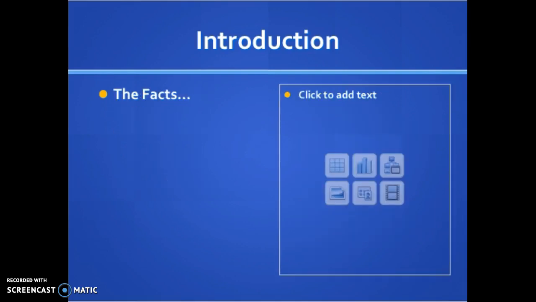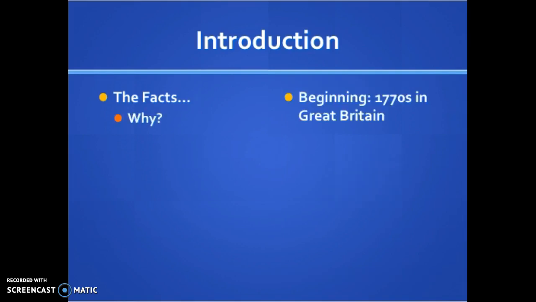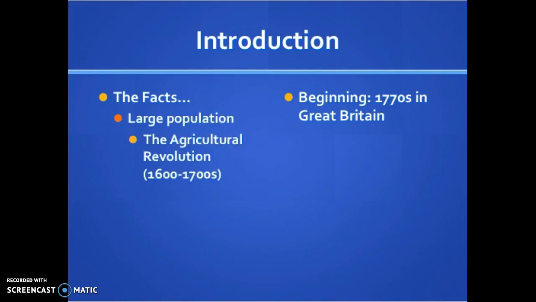But what drove the Industrial Revolution? How did it work? Well, first of all, it all began in the 1770s in Great Britain. Why Great Britain? Well, one reason is that Britain had a large population due to the Agricultural Revolution. The Agricultural Revolution produced more food, and more food meant more people. More people meant increased demand for food and clothing and other manufactured goods. In other words, more people needed more stuff.